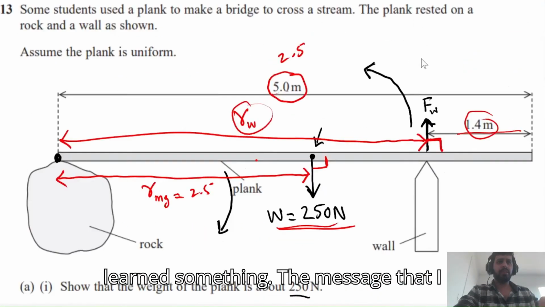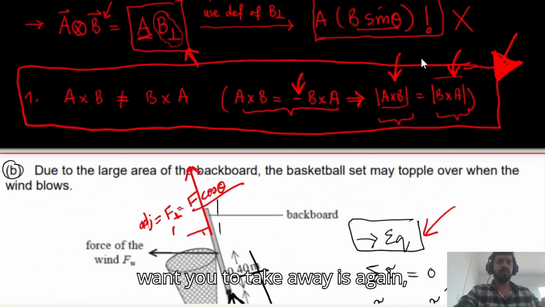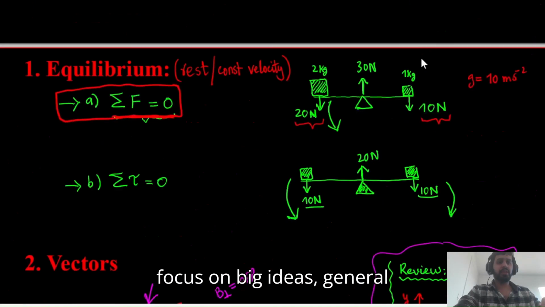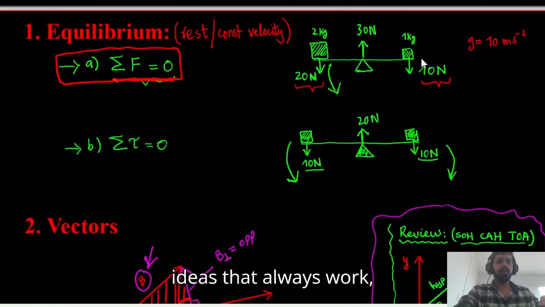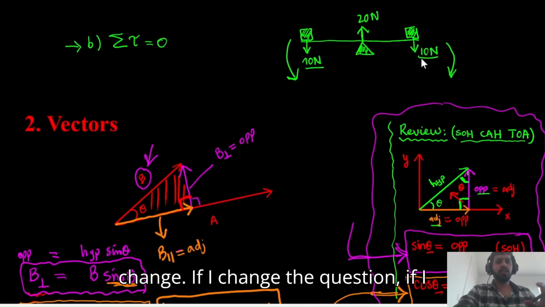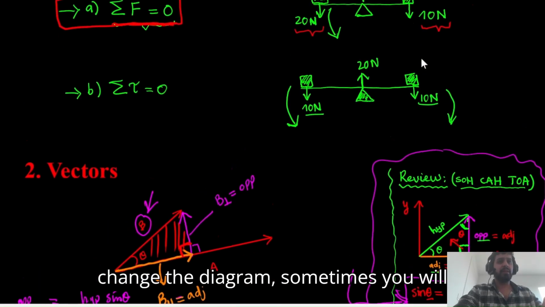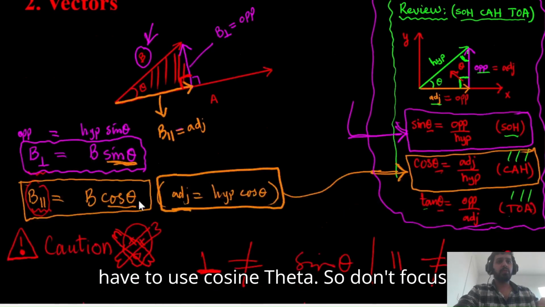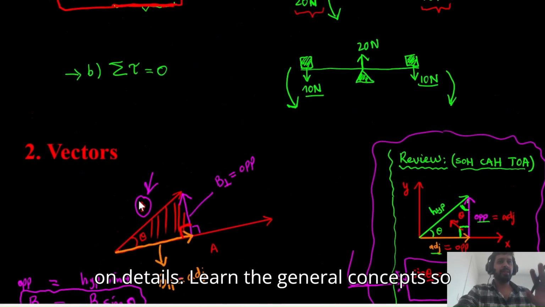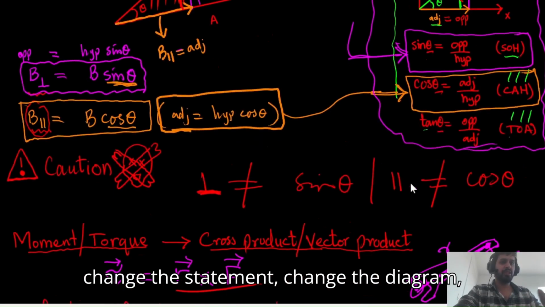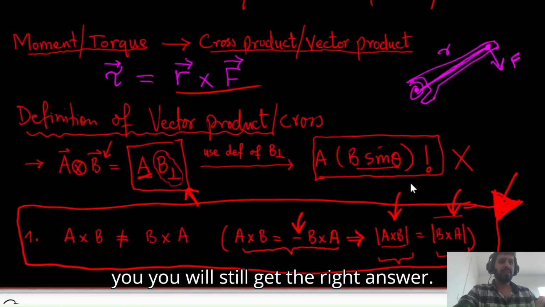So I hope this was helpful and you learned something. The message that I want you to take away is again, focus on big ideas, general ideas that always work, not on the details. Okay, the details can change. If I change the question, if I change the diagram, sometimes you will have to use sine theta, sometimes you'll have to use cosine theta. So don't focus on details, learn the general concepts so that even if I change the question or change the statement, change the diagram, you will still get the right answer.